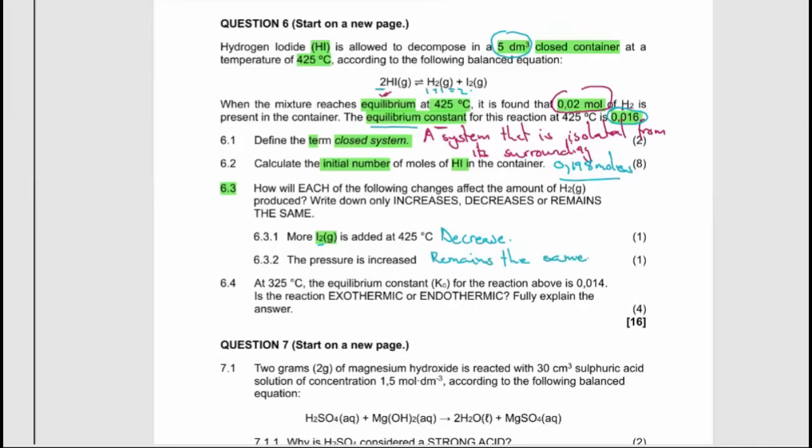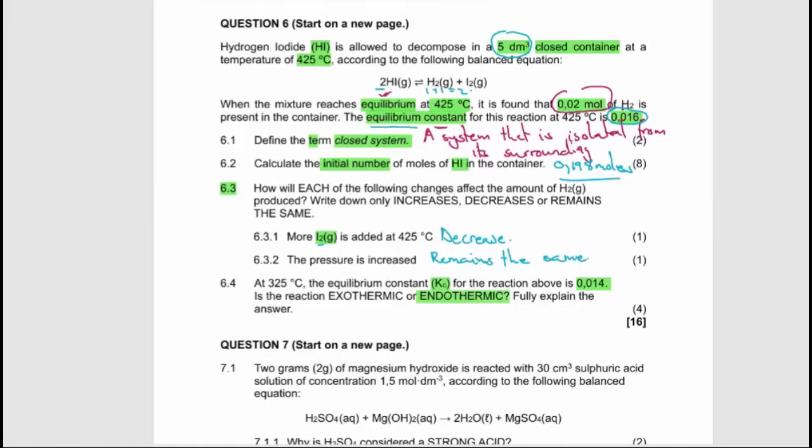Then 6.4. It reaches equilibrium at 325 degrees. The equilibrium constant, which is your Kc for the reaction above, is 0,014, right? Is the reaction exothermic or endothermic? Then fully explain your answer. So the answer there is going to be endothermic.